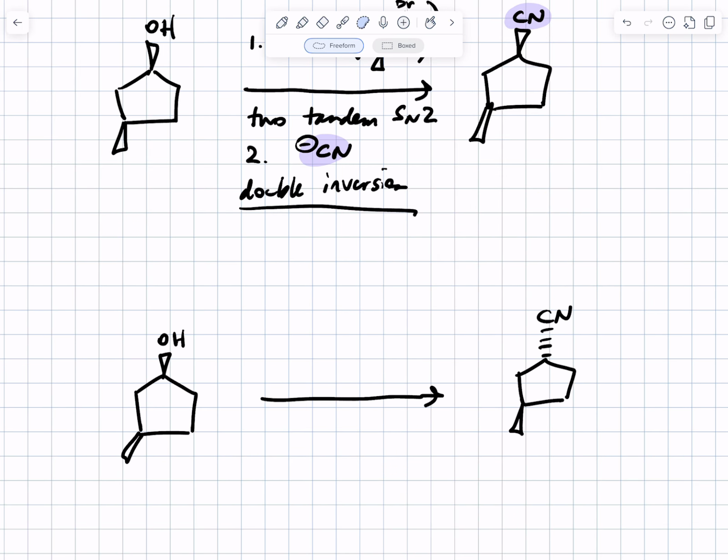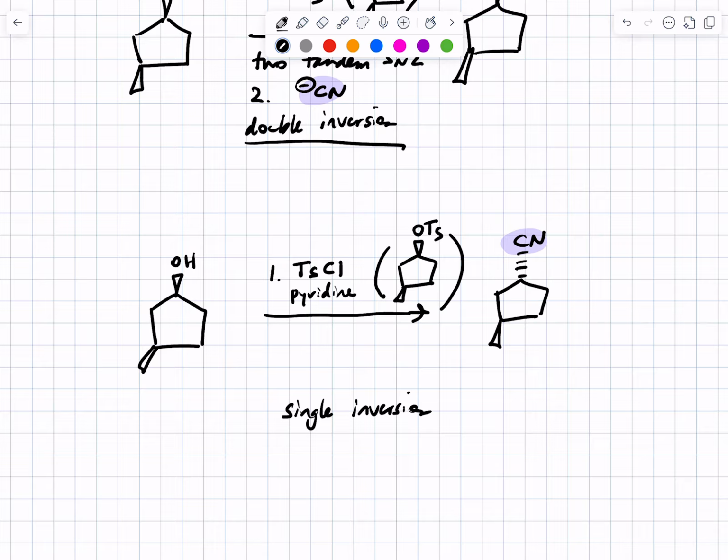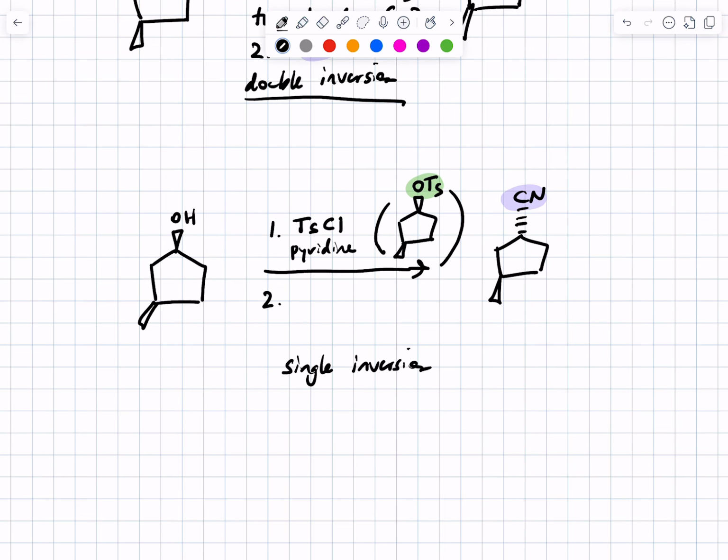If we wanted to do what's below, where the nucleophile that replaces the OH group is now a dash rather than a wedge, that's going to involve only a single inversion strategy. That's where we're going to want to use toluene sulfonyl chloride or tosyl chloride or TsCl to first convert the OH into the tosylate leaving group without changing stereochemical configuration, and then in the second step we would add CN minus. Okay, so questions about that?